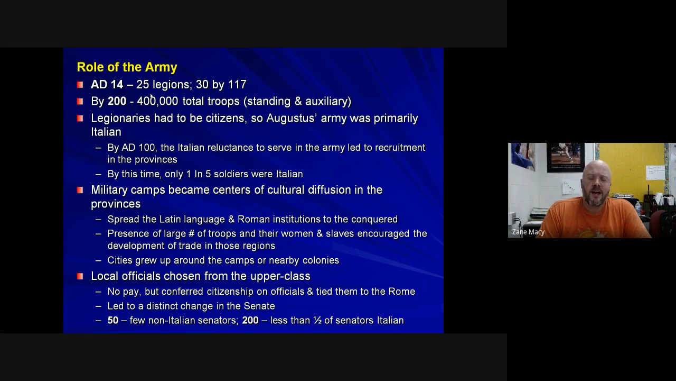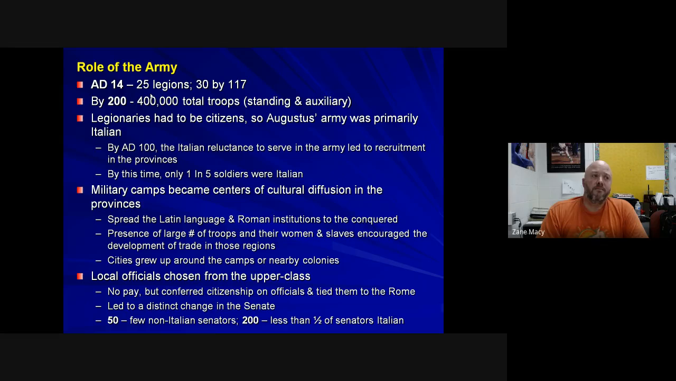So in a lot of cases, local officials end up being chosen from the upper class of the native population. They didn't receive any pay. They would have to find other ways to make a living, but by serving in these local leadership roles, they end up gaining citizenship. They forge connections with more influential Roman leadership, and that in turn ties them to Rome, and it creates an opportunity for a little bit of social advancement up the ladder.